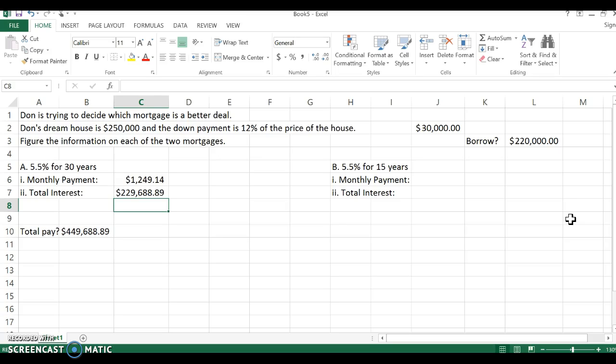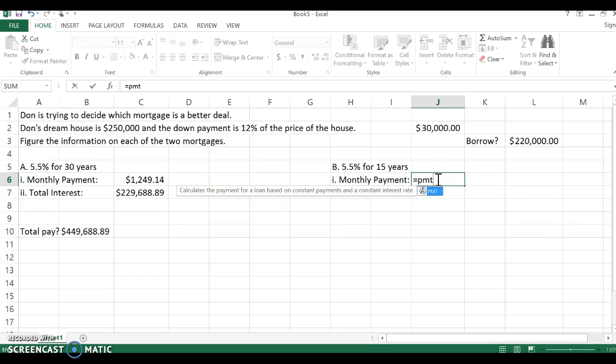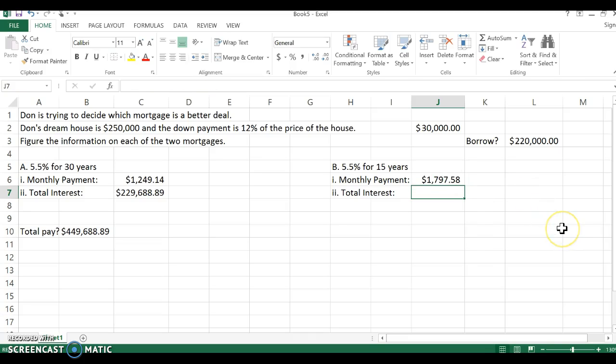Now, let's look, same interest rate, but for 15 years. Let's go to part B. So we're doing it the same way. We're still trying to find the PMT function. So my rate is the same, 0.055 divided by 12. In the middle now, I'm doing 12 months in a year times, I'm only going 15 years this time, right? Not 30, just 15. And then I'm still borrowing $220,000. That hasn't changed.